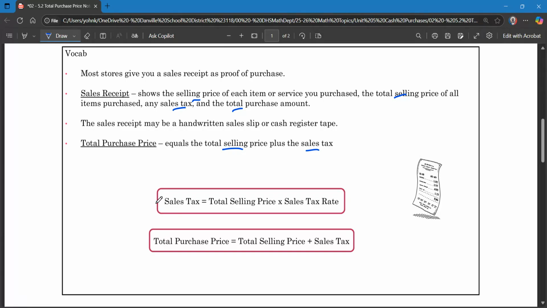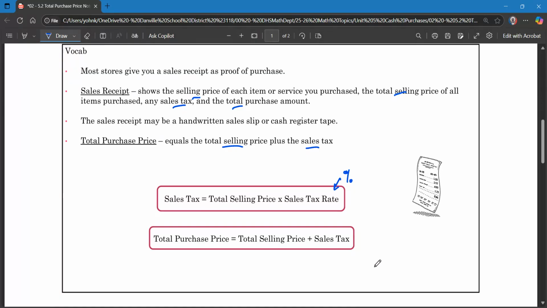So again, from section 5.1, to calculate sales tax, you're going to take your total selling price and multiply by the sales tax rate. Remember that sales tax rate is a percentage that you're going to change to a decimal. And then to find the total purchase price, which is the section we're on right now, we're going to take that total selling price that you added everything up and add the sales tax. So basically we're doing section 5.1, but we're adding it back on in the end.